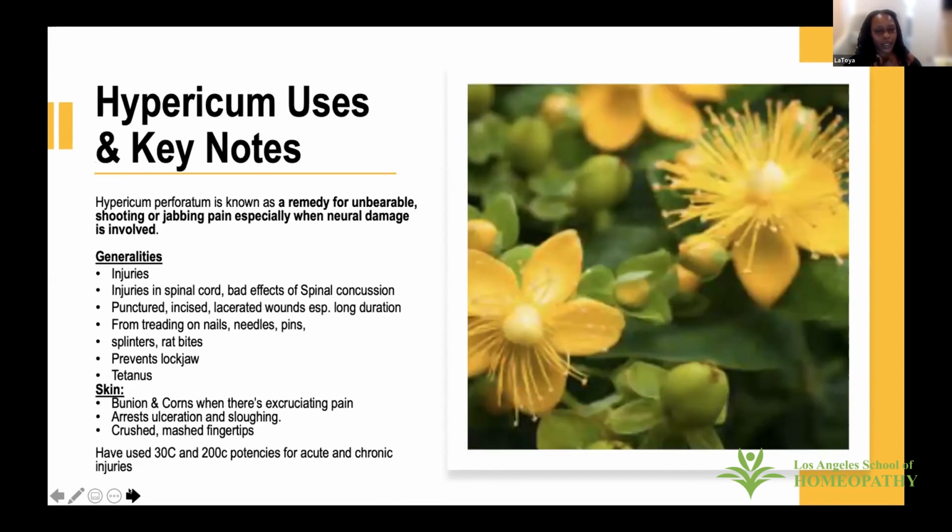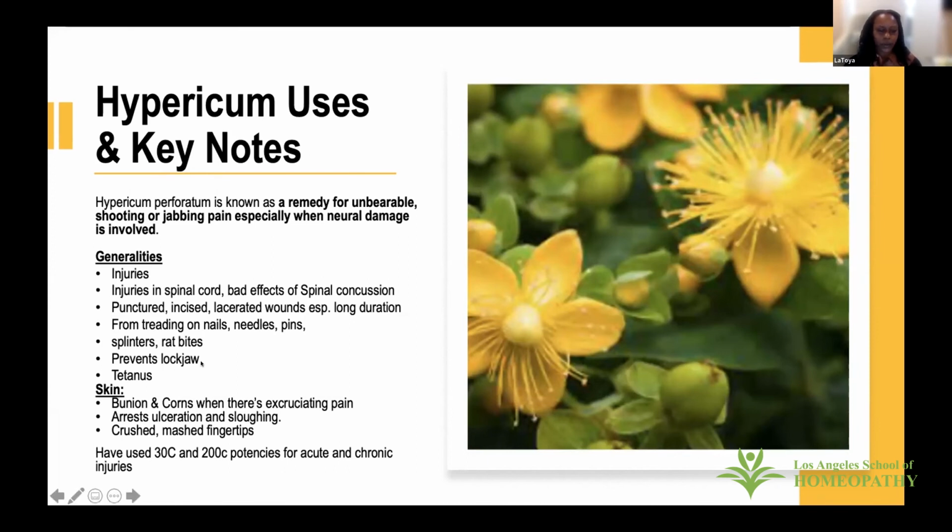Hypericum, this is the one that is used for unbearable shooting and jabbing pain. So this is the one I use most for my chronic hamstring injury. It works wonders because I used to have to use Motrin for 3, 4, 5 days. And sometimes I take 1 or 2 doses of Hypericum and I'm good to go.